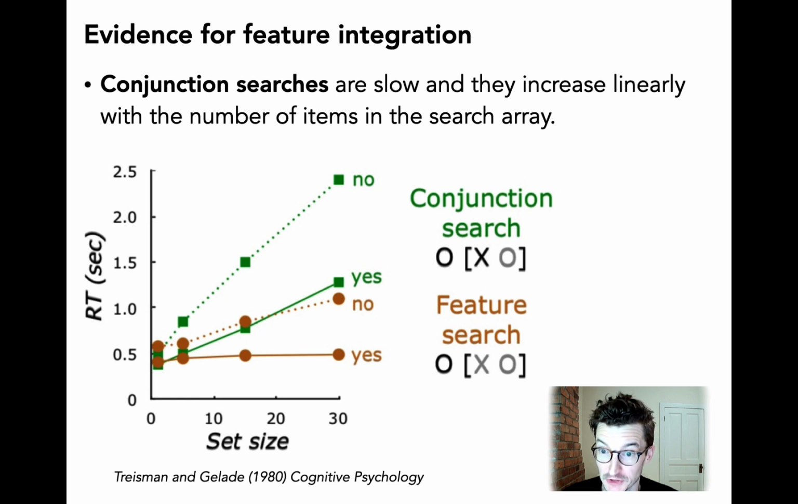So conjunction search versus feature search provides more evidence that to recognize objects, to perceive objects that are a conjunction of features, we actually have to look at them to bind their features together. And so this is further support for feature integration theory and the role of attention in solving the binding problem.